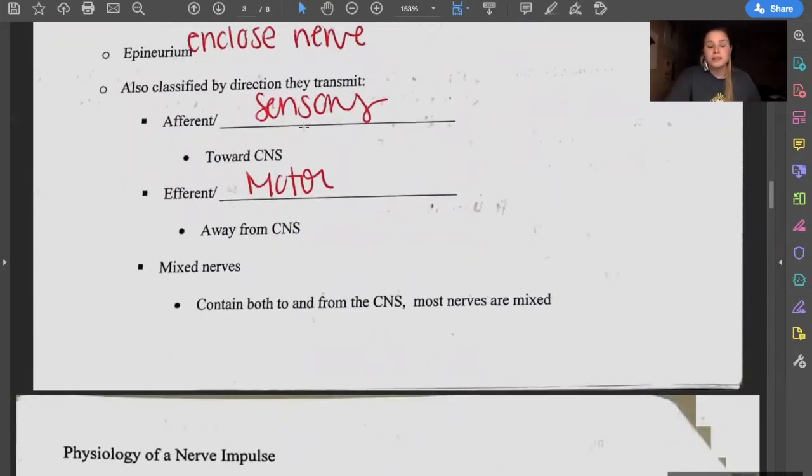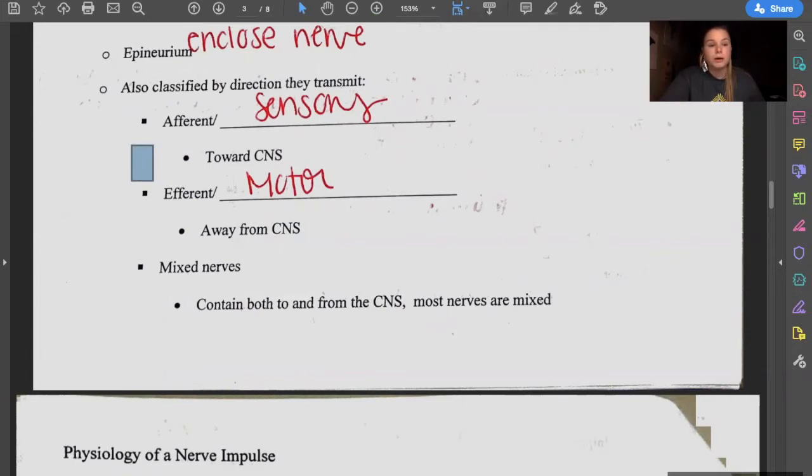We also classify these by the direction they transmit, right? Efferent and afferent. We talked about this. This is so important. They ask you this on the test all the time. They want to make sure that you know what you're talking about and you can distinguish between these, okay?